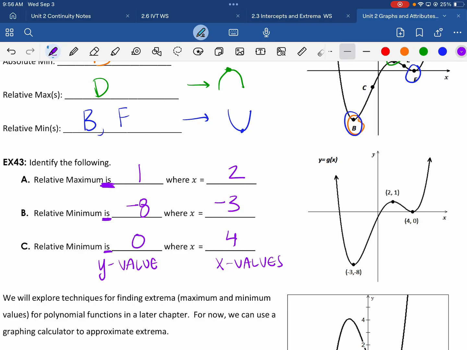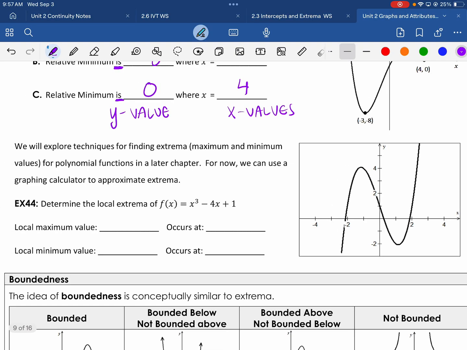So I've seen those kind of questions asked occasionally like that, where it'll be a multiple choice, and it'll say the relative maximum is, and it'll be like A is 1, B is 2, C is -8, and they'll try to trick you by giving you the x value. But the max and the min is telling you how high or how low it's going, so it's a y value.